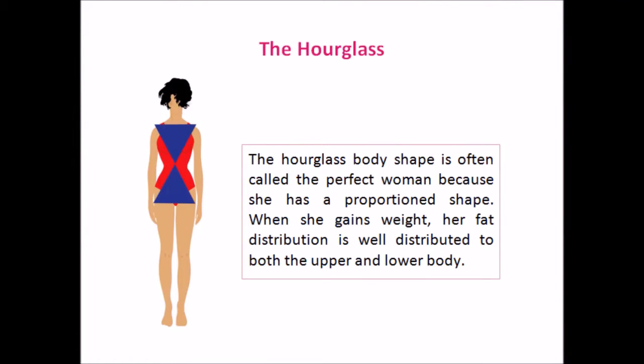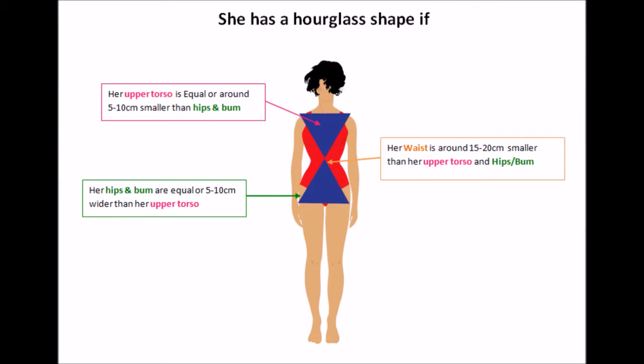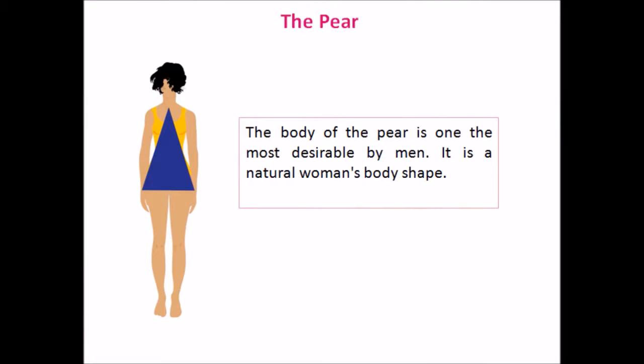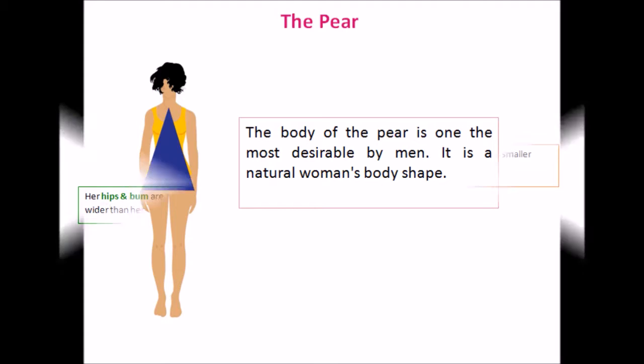She has symmetrical shoulders and hips, full and shapely bust, a defined waist and shapely legs. The pear. The pear is very similar to the hourglass, but however, her upper body is slightly narrower than her lower body. She has symmetrical shoulders and hips, full and shapely bust, a defined waist, and shapely legs.